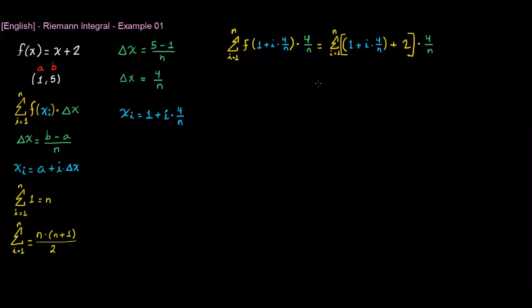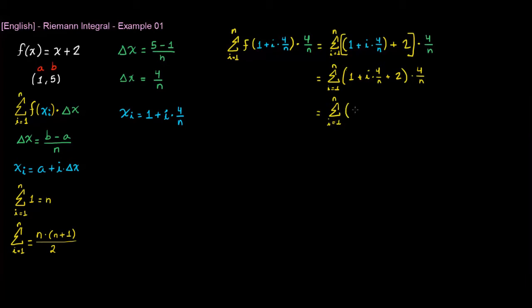Okay, this will be equal to the summation starting from i equal to 1 to n. I can get rid of the bracket. So it will be here 1 plus i times 4 over n, plus 2, times 4 over n. Now I'm going to simplify things. I'm going to add up this 1 and this 2, and this will look like this, just for the purposes of making this simpler.